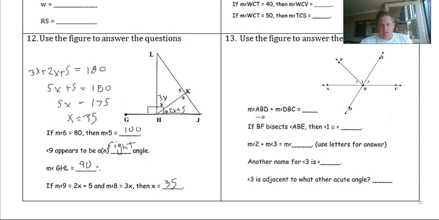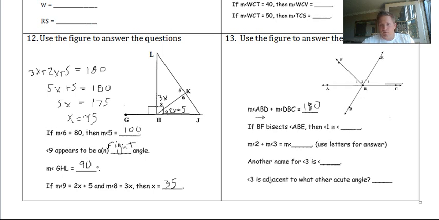So ABD, this angle that we have right here, and DBC, when I add them together, they make a straight line. A straight angle is always 180 degrees. Okay. Next one says if BF bisects ABE. Again, bisects means that it cuts it in half.